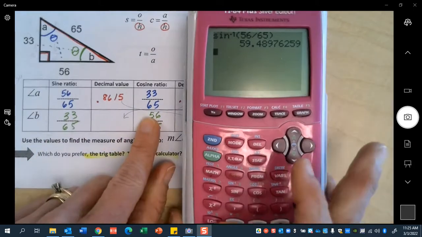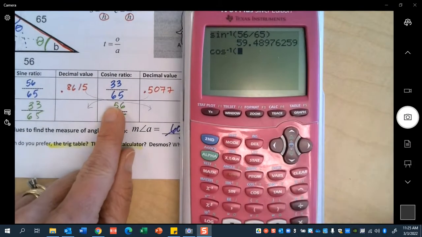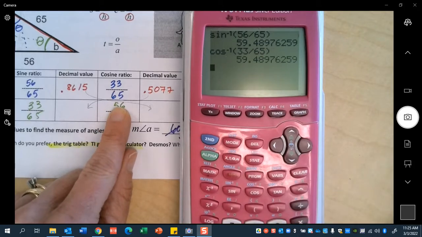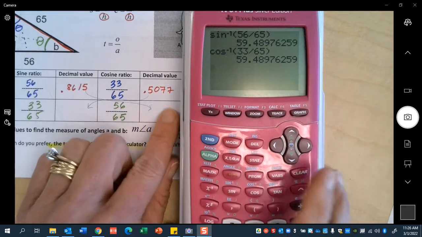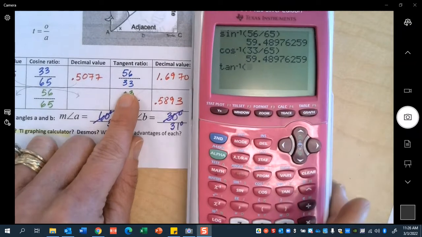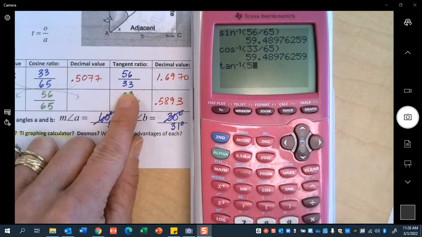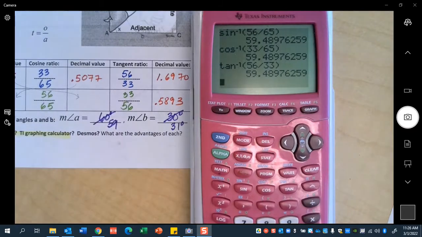If I had chosen to do cosine, Ethan, I could have said, hey, calculator, can you tell me which angle has a cosine of 35 compared to 65? And the calculator was going to be like, yo, I told you it was a 59-degree angle. And you're like, okay, just one more question, Mr. Calculator. Can you tell me which angle has a tangent of 56 compared to 33? And the calculator's like, look, we can do this all day. It's a 59-degree angle.